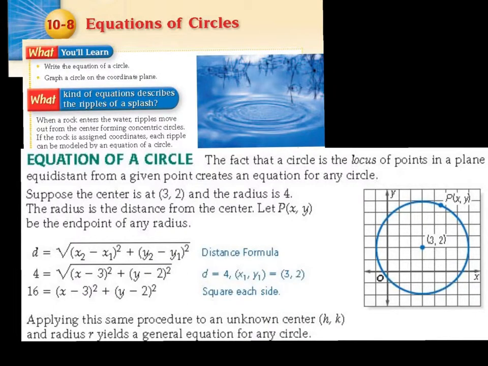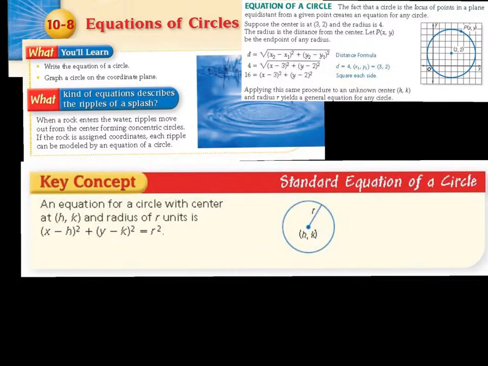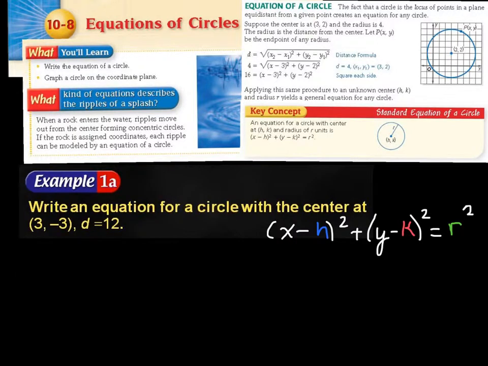Applying the same procedure to an unknown center (h, k) and radius r yields a general equation for any circle. An equation for a circle with center (h, k) and radius r is (x minus h) squared plus (y minus k) squared equals r squared. Write an equation for a circle centered at (3, negative 3) with a diameter of 12.